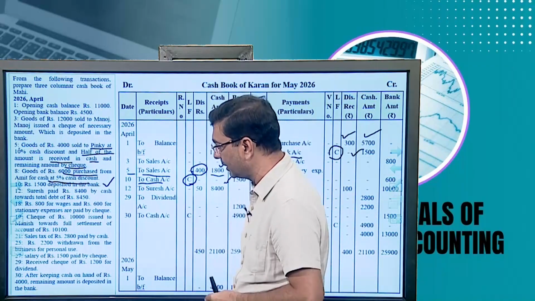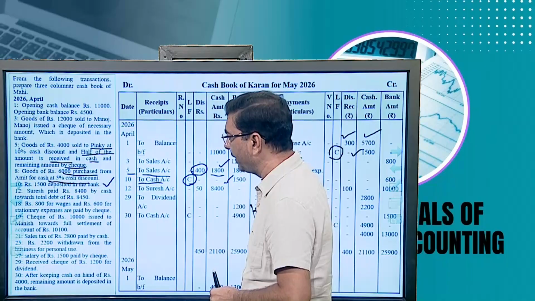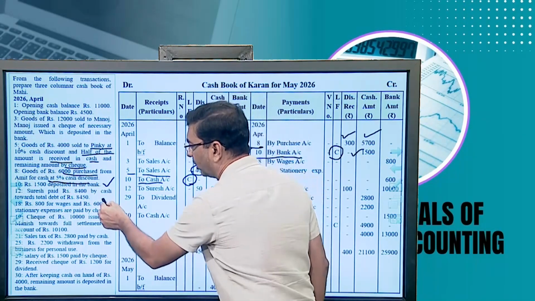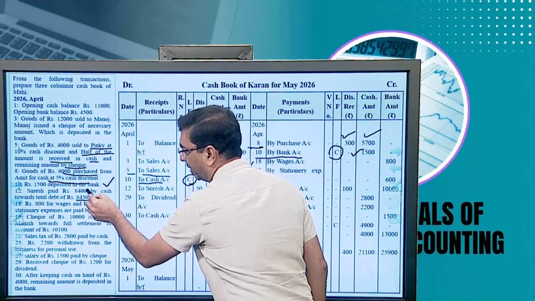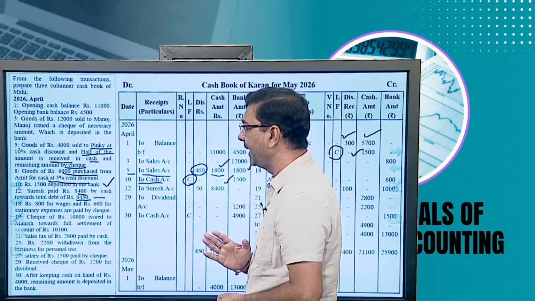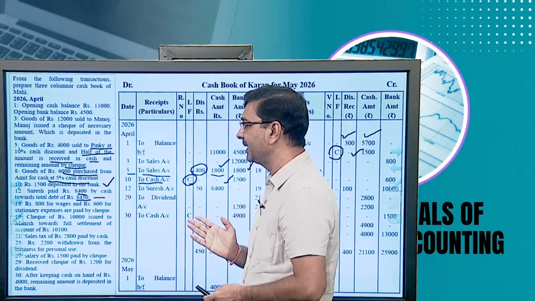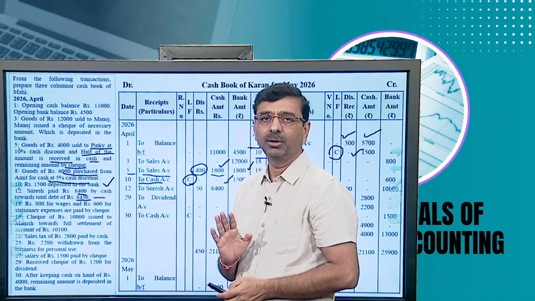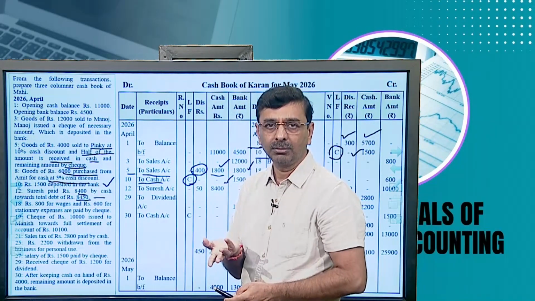Moving to the next transaction, that is date 12. Suresh paid rupees 8,400 by cash toward the total debt of 8,450. The difference between these two amounts is 50 rupees. So ultimately Suresh paid 8,400. So we received from Suresh 8,400 cash. 50 rupees we did not receive, so actually we allowed a discount to Suresh.